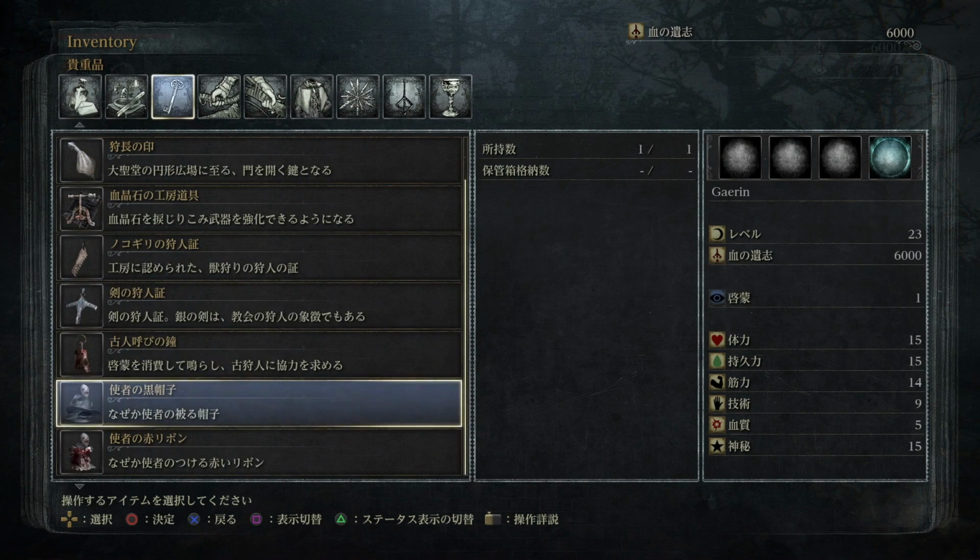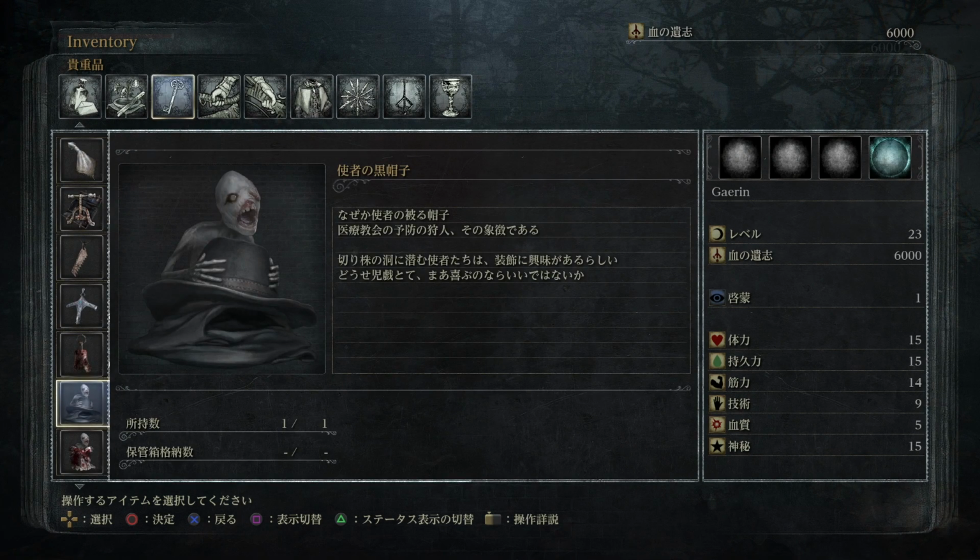But now for the next item description. Black Messenger Hat. Hat that messengers are oddly fond of, symbol of the preventative hunters of the healing church. The inhabitants of the stump appear to have an interest in adornment. Why not let them be happy and revel as babes?